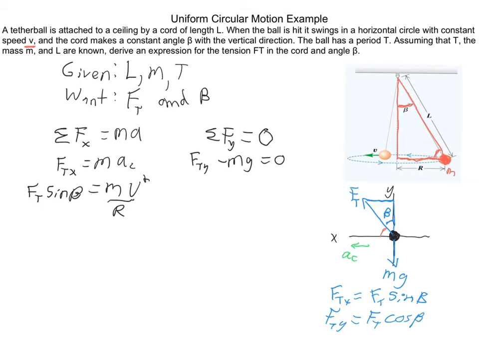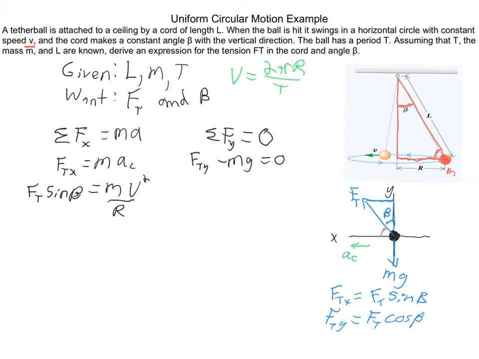F_T and beta we know we want, but what is v? What is the velocity with which this is moving? Well, we're not given it, we can't measure it directly, but we do know, and we hopefully have observed for things moving in circular motion, that the speed at which they move is just the circumference of their circle, 2 pi r, over the period. And since the period is something that we know, we can insert this in for our velocity.